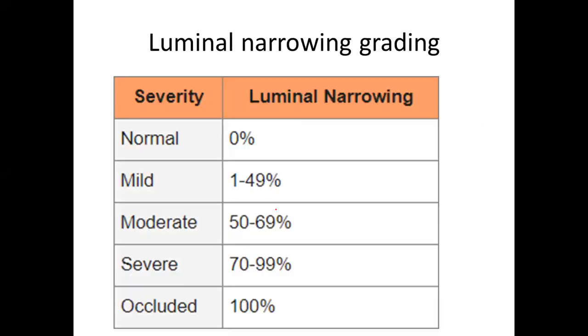This luminal narrowing can be further divided into degree of severity by saying the normal is 0%, then mild is 1 to 49%, moderate stenosis is 50 to 69%, and severe is 70 to 99%, then 100% is occlusion. This is by using MRI and CT evaluation.